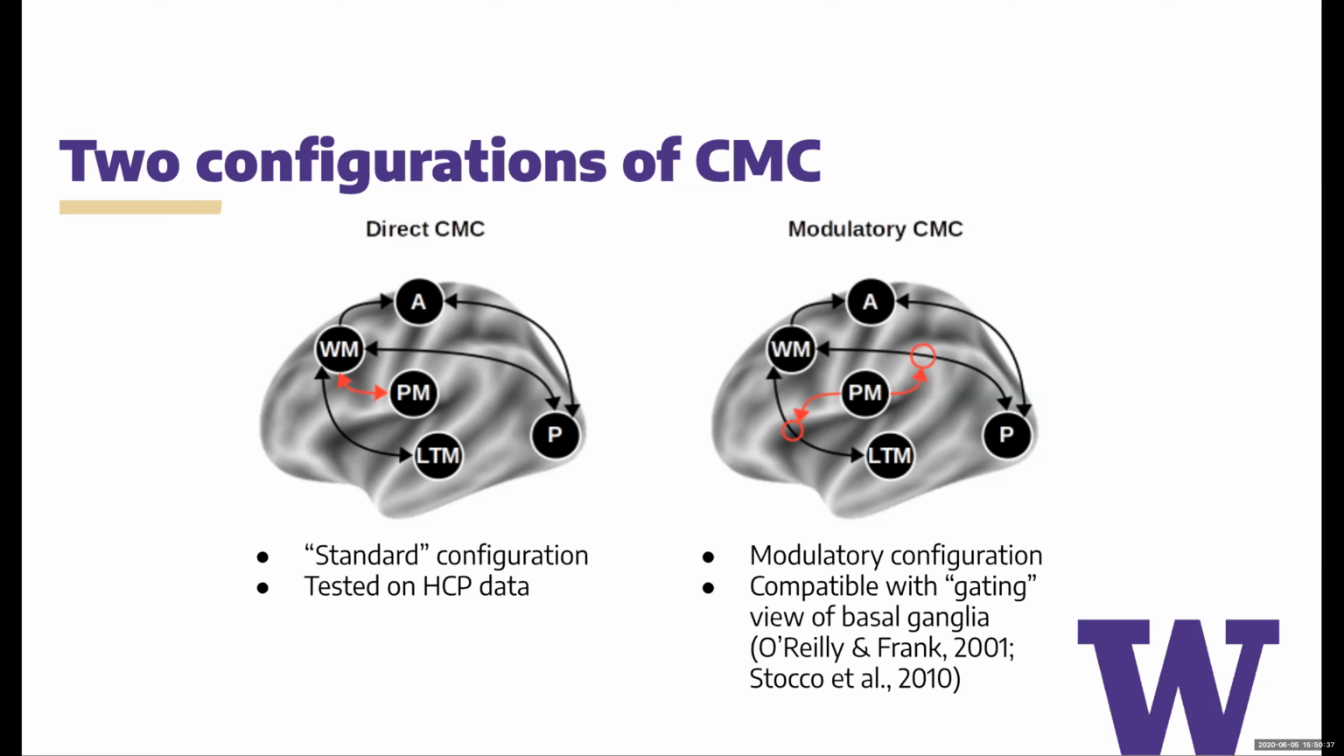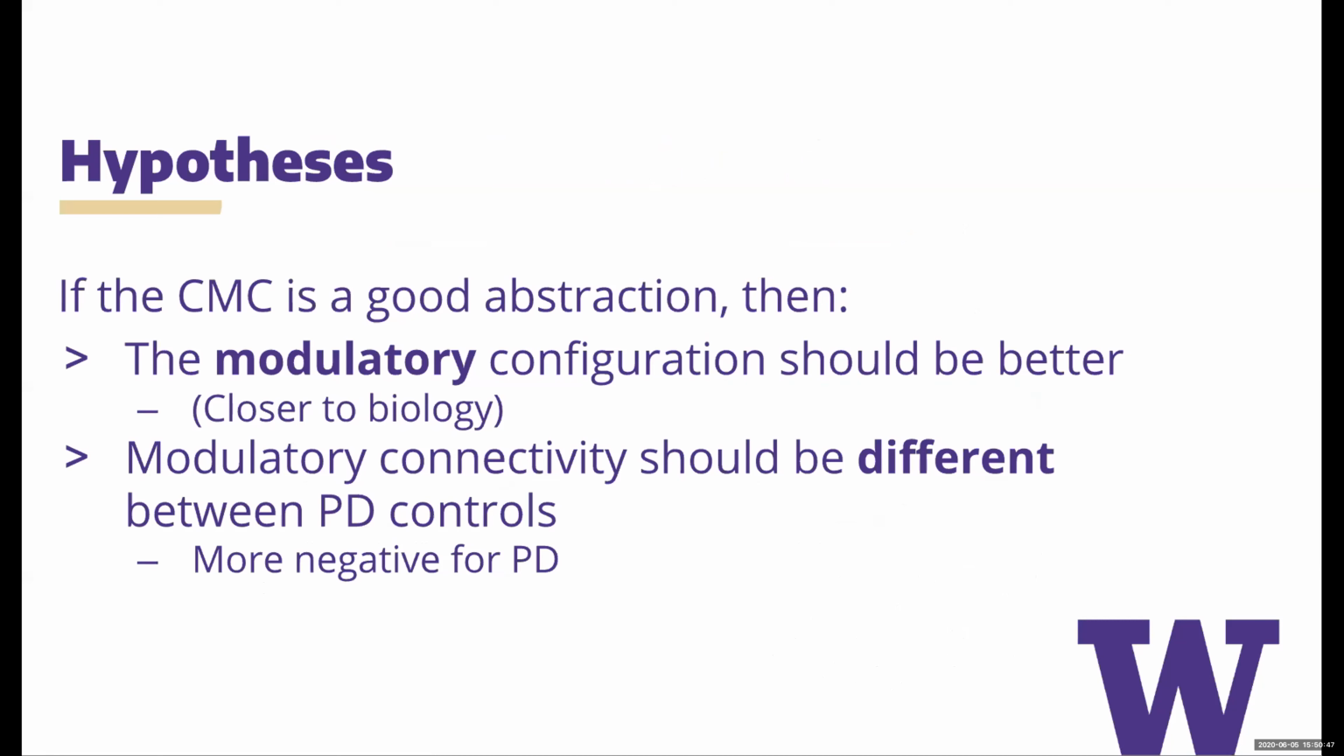Okay, at this point, this issue, which might not be particularly relevant for healthy controls, becomes important, so we decided to make a crucial test. We make two predictions. The first one is that if the modulatory model is really close to biology, it should be better for both controls and for patients. It should be a better fit eventually.